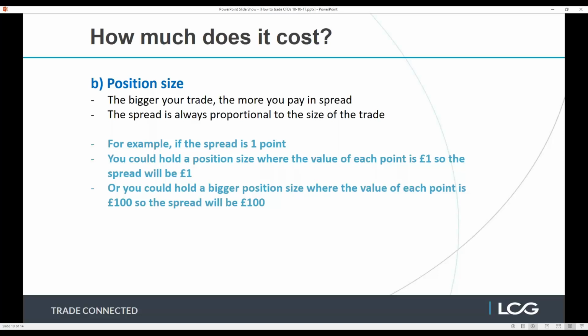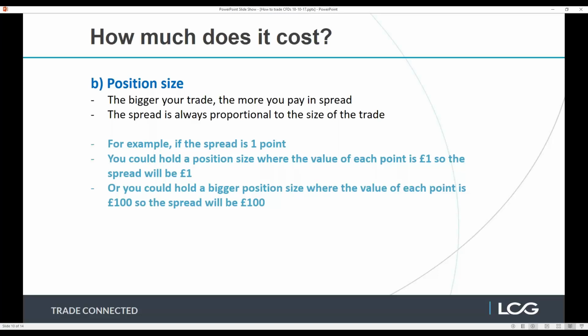Getting back to position size here, this is just another element of how much the trade costs. The position size affects you in this kind of trading. Say you're paying a fixed commission, right? If it's just £15 to get into the trade, £15 to close the trade, which would be maybe a typical commission on a trade, that obviously is just fixed.